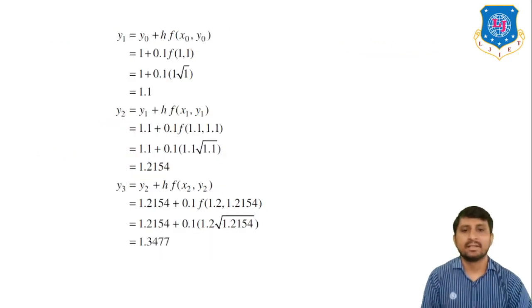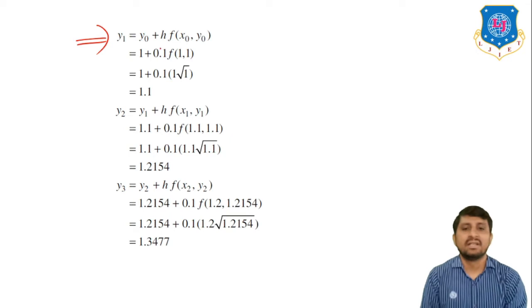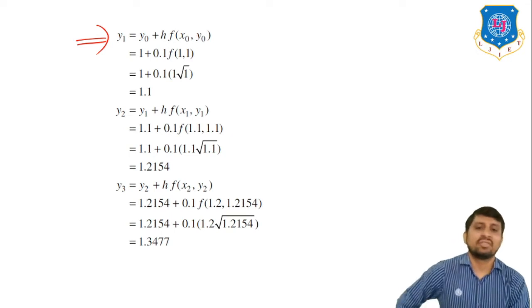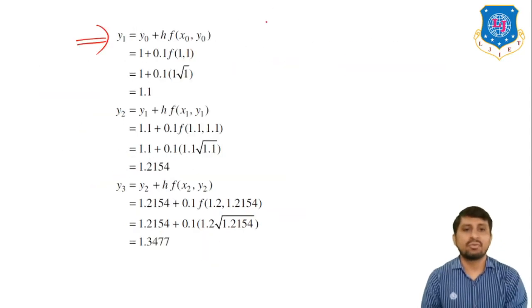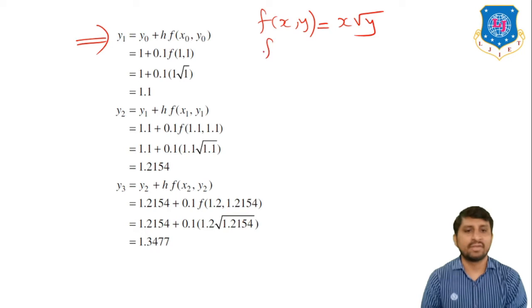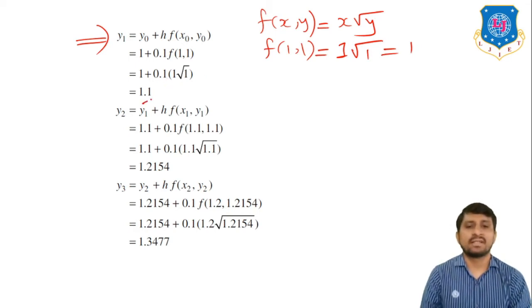Clear? So first we find y1. This is my first approximation. Y1 is y0 plus h f of x0 y0, that is 1 plus 0.1 f of 1 1. Make sure the function is x root y. So f of 1 1 means 1 into root 1, that is 1. So 1 plus 0.1 into 1 into root 1, the answer is 1.1.